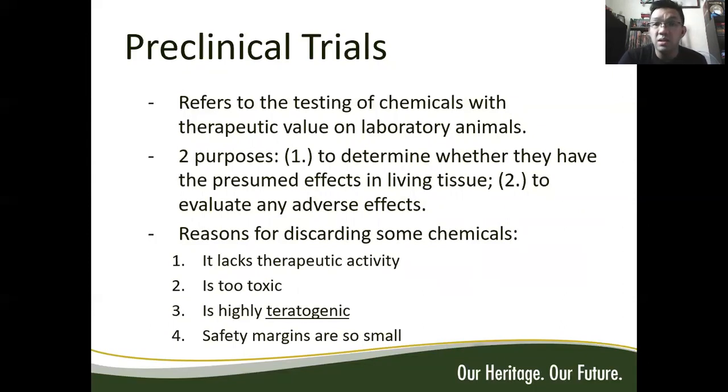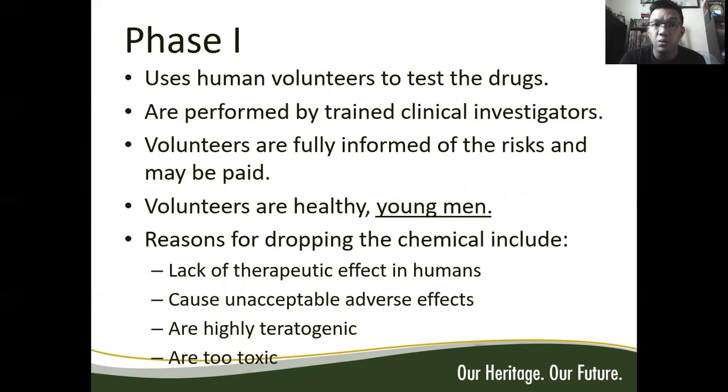Number three, it is highly teratogenic. When we say teratogenic, this means that it is harmful for the growing fetus. And number four, the safety margins are so small. So the drug is not safe enough to be used by any living tissue and would be immediately discarded. But if the drug has passed all of these things under the preclinical trials, it will proceed to phase 1 of the drug development.